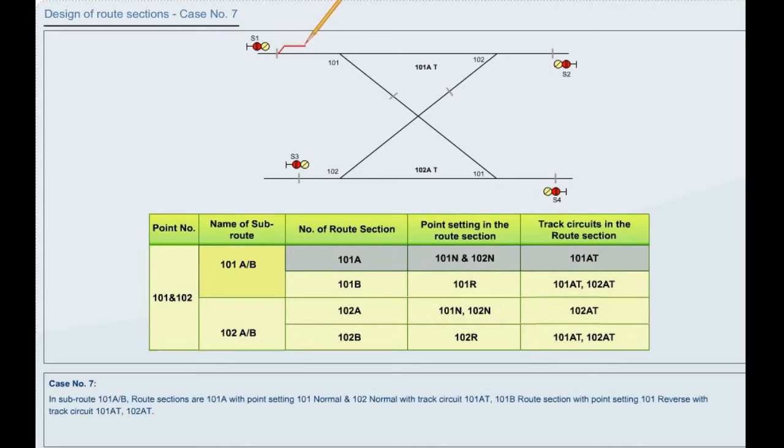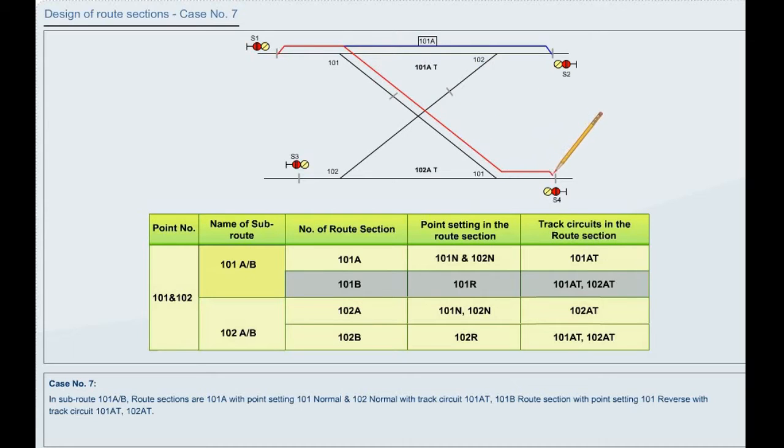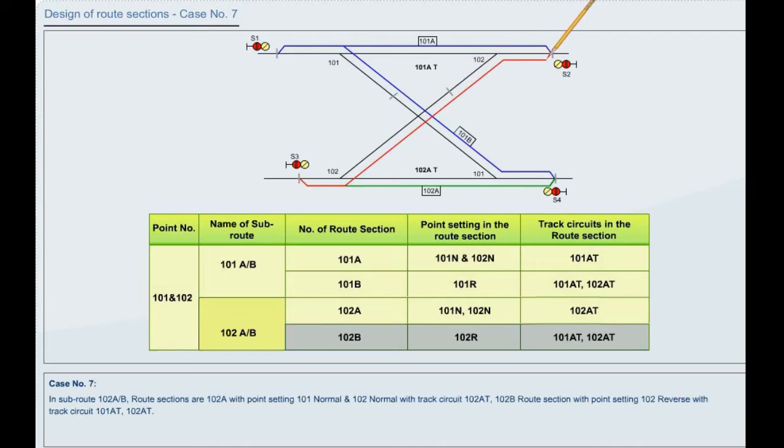In subroute 101A by B, route sections are 101A with point setting 101 normal and 102 normal with track circuit 101AT, 101B route section with point set 101 reverse with track circuit 101AT, 102AT. In subroute 102A by B, route sections are 102A with point setting 101 normal and 102 normal with track circuit 102AT, 102B route section with point setting 102 reverse with track circuit 101AT, 102AT.